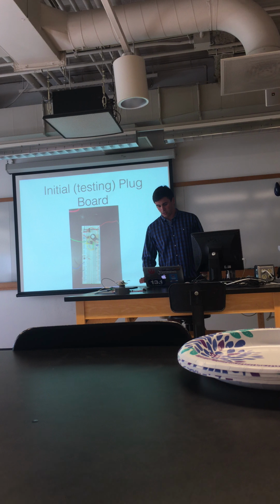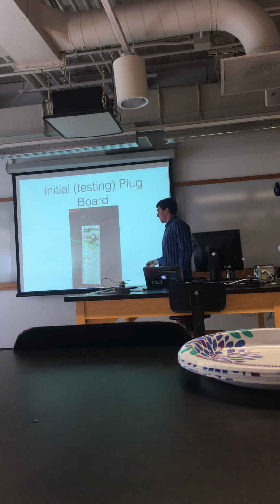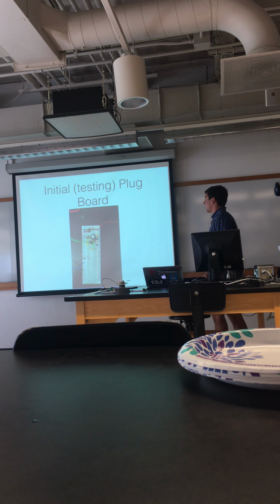So this is the initial plug board. I think I've shown a picture of this before. The main reason I'm showing it now is to compare this to the board that I actually used. So it's just a plug board. It's got a ground and power on both sides. I used this when I was testing the noise levels of the PIR, I used a circuit similar to the one you see here.